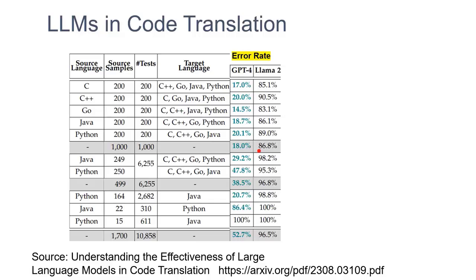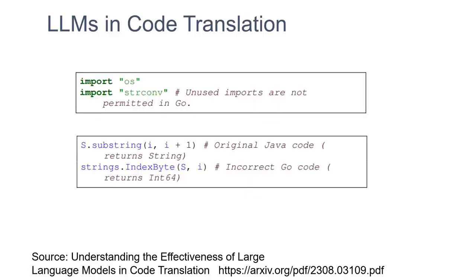They also came up with some of the reasons why these translations were inaccurate. Let me just show you an example. If you're going to the Go language as the target language, the first example shows you that if you have unused import statements that are not permitted in the Go language, that might result in one translation error or warning. Similarly, you can see another example from going from Java to Go, where the same code, when translated, returns an incorrect piece of code.